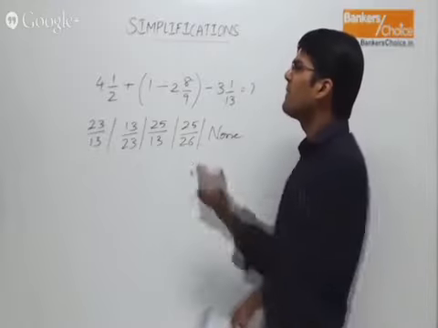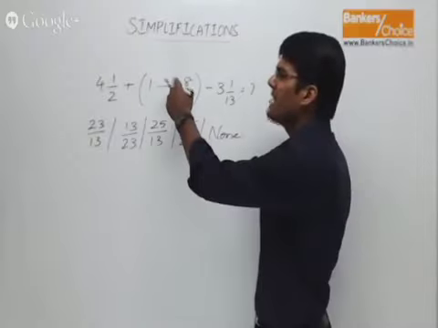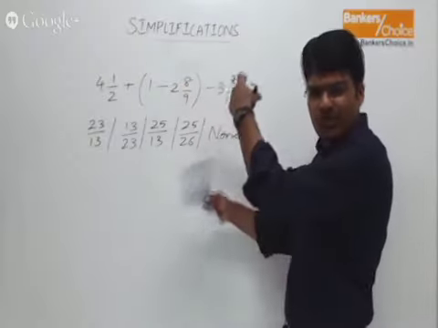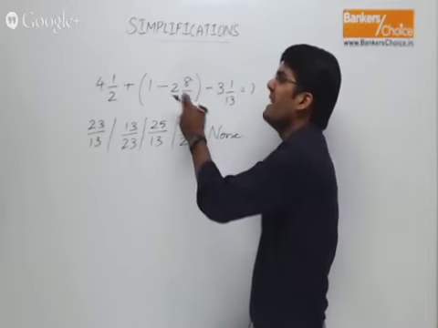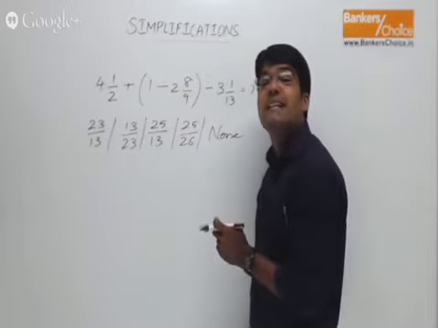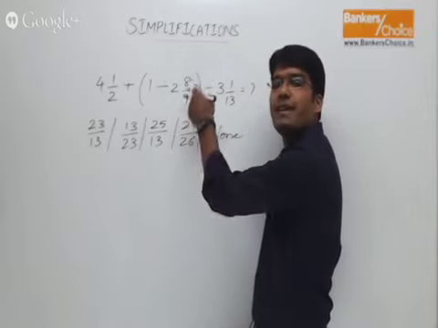Now, simplify this part. 1 divided by 2, 8 by 9. Let's simplify. Division actually, right? So, division means what? You try to simplify this mixed fraction into an improper one. So 2 into 9, 18. 18 plus 8, 26. 26 by 9. Yes or no? 1 divided by 2, 8 by 9 can be taken as 26 by 9.